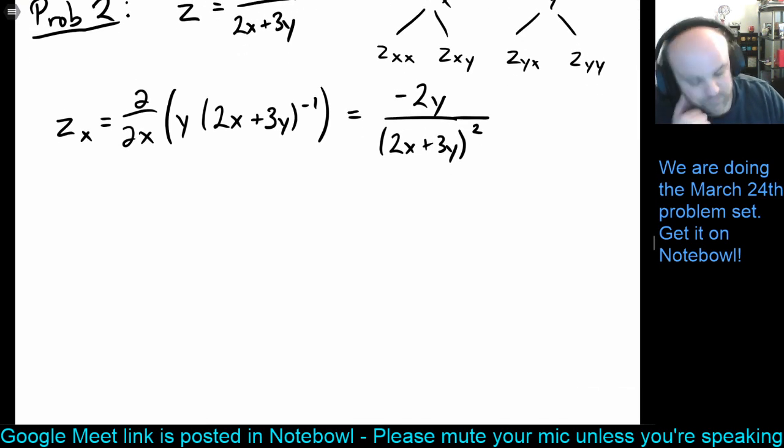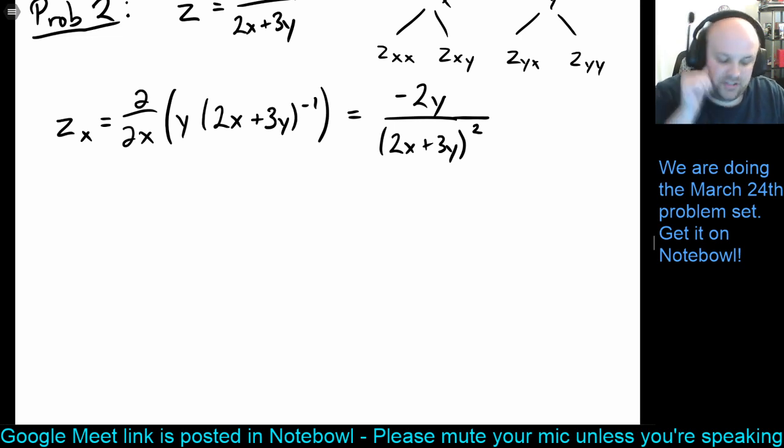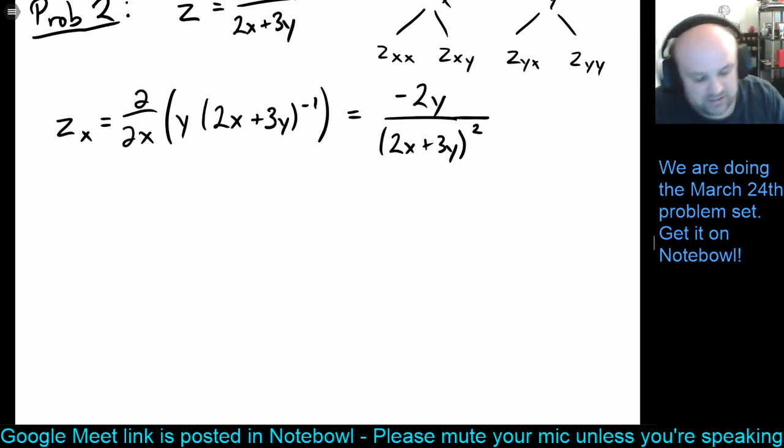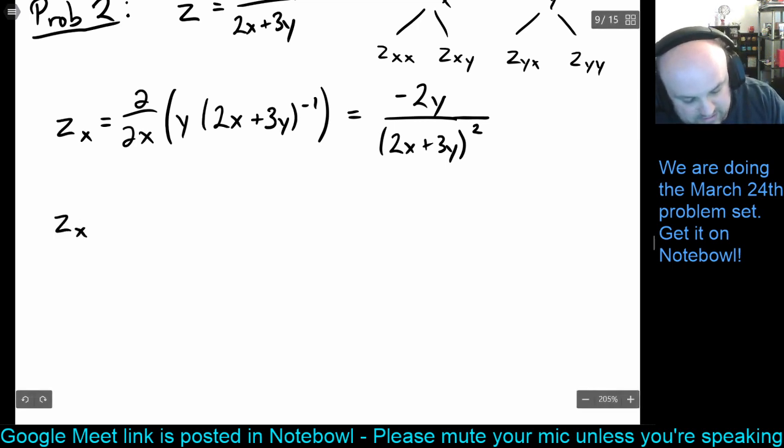Now let's find the 2 second partials with respect to x, the zxx and zxy. Let's do that, and then we'll do the y stuff. So zxx, this one is pretty straightforward. I'm going to do the exact same thing I just did.